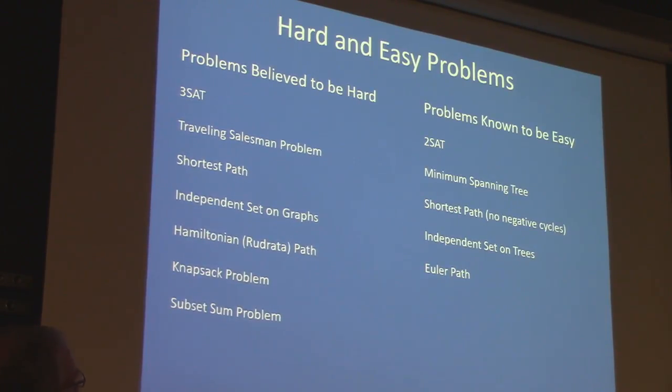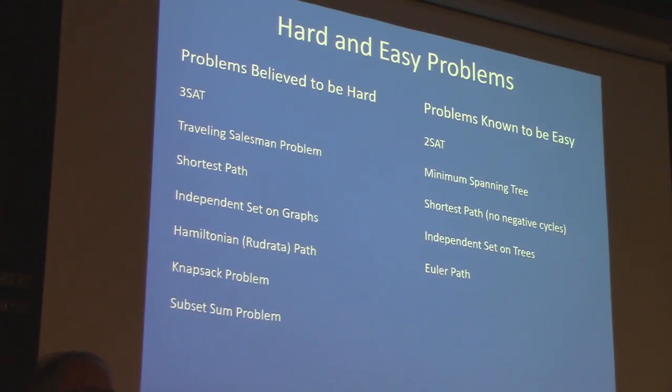Why did I put it on the same line as minimum spanning tree? With 3-SAT and 2-SAT, it's clear to see there's a correspondence. There's the same correspondence between traveling salesman problem and minimum spanning tree as there is between independent set on graphs and independent set on trees. The minimum spanning tree never has any cycles, nothing that leads back.